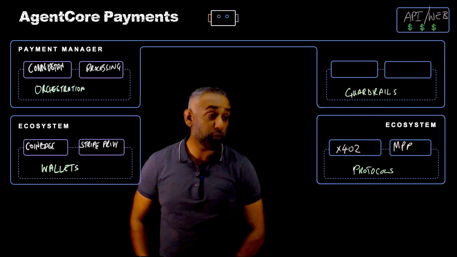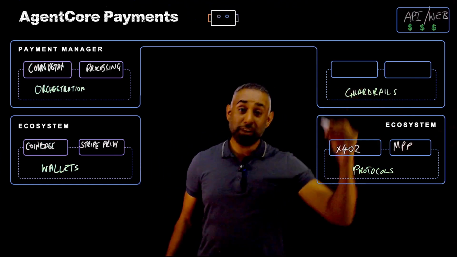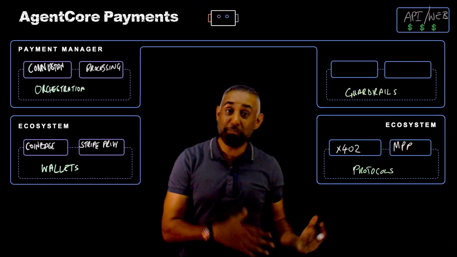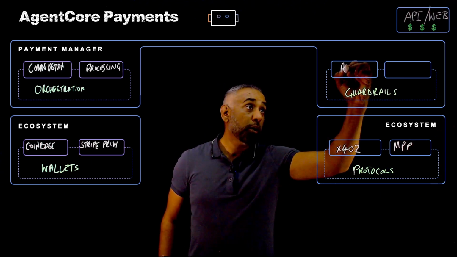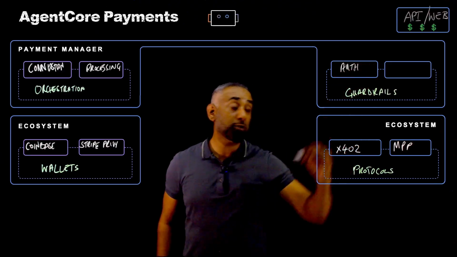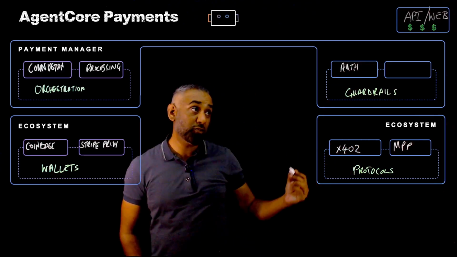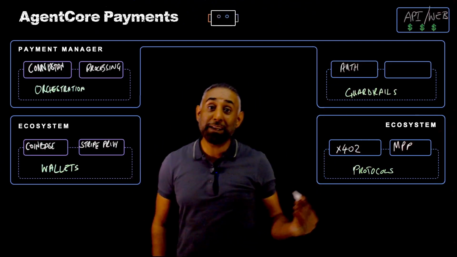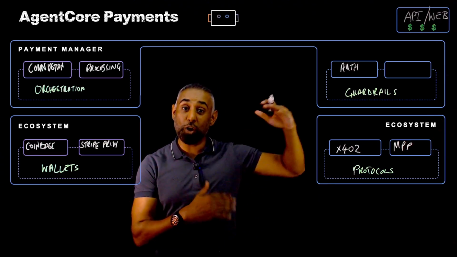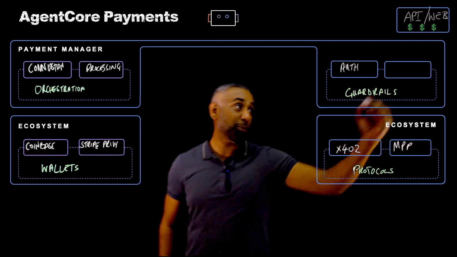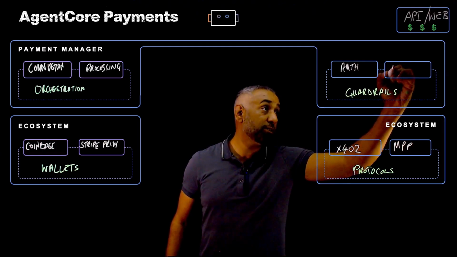Guardrails, and that includes things like authorization. So is the agent actually authorized to make that payment? All of that kind of stuff. So let's just put in auth. And we'll talk a bit more about that when it comes to AgentCore and identity and so on. And then spending limits. What's the spending limit the agent has? Is it allowed? What is it operating within in terms of money expenditure? So let's just put in limits.